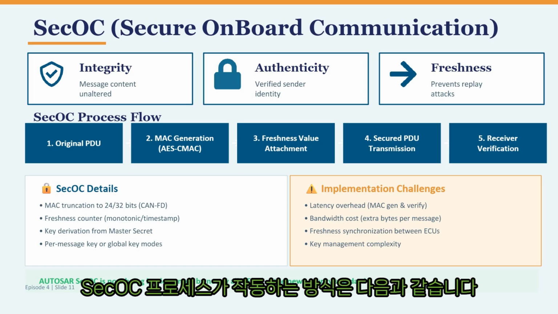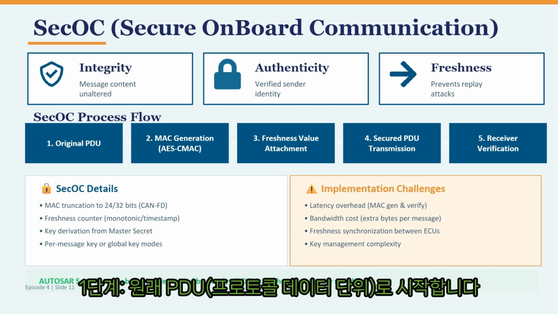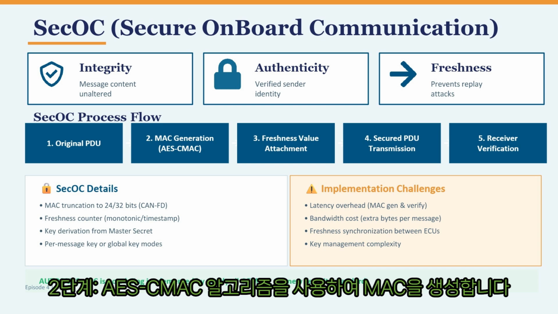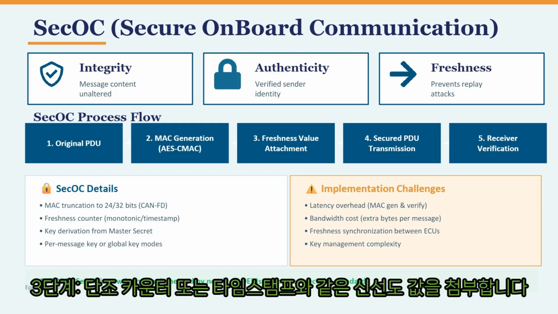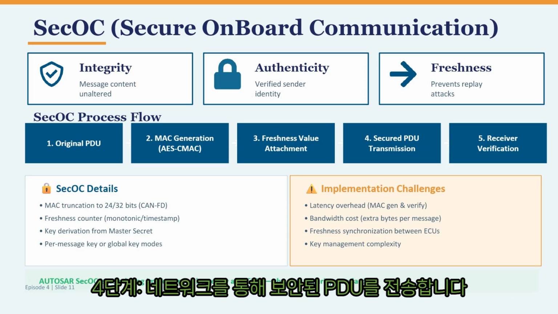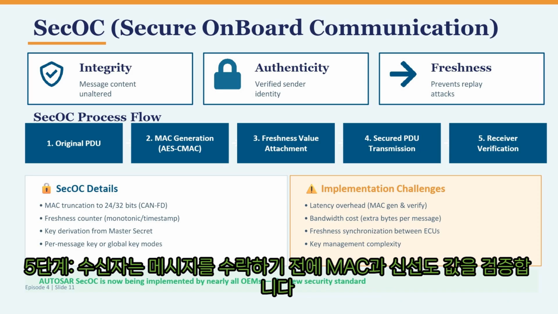Here's how the SecOC process works. Step 1. You start with the original PDU, Protocol Data Unit. Step 2. Generate a MAC using AES-CMAC algorithm. Step 3. Attach a freshness value, either a monotonic counter or timestamp. Step 4. Transmit the secured PDU over the network. Step 5. The receiver verifies the MAC and freshness value before accepting the message.